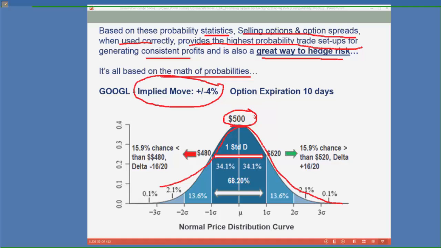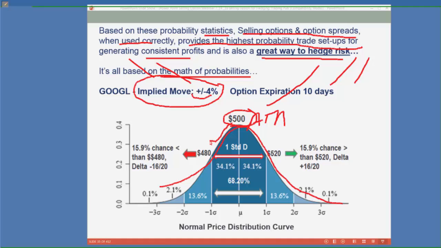Once that at-the-money price is determined, then the out-of-the-money strikes are determined for your calls and your puts, and that's called the option skew. Now, in this example, we're given an implied move of 4% up or down. So you take that from your at-the-money price, so 4% down would be 480, and 4% up in this example is 520. This is what we call the expected move, the implied move of the underlying.